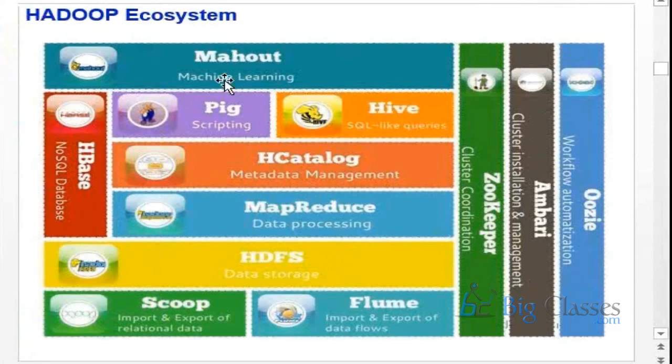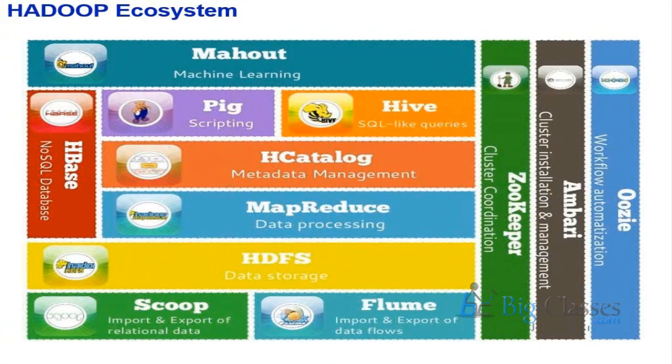If you see this ecosystem, you can understand. On top of HDFS, we are going to have MapReduce. On top of it, we are going to have Pig, and we are also going to have Hive. What is this Hive? What is the purpose of this Hive?